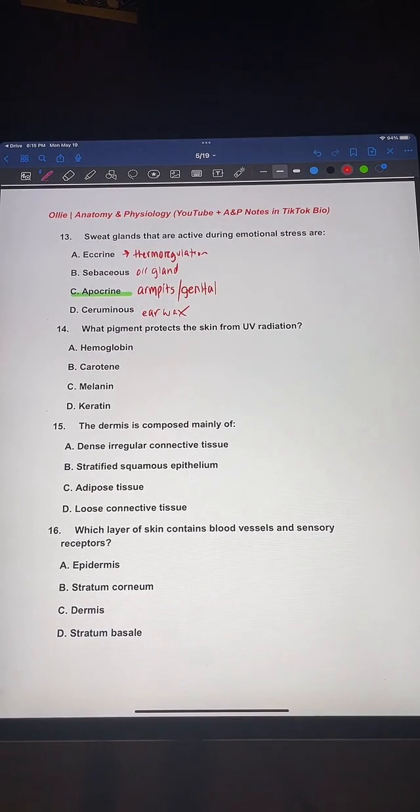Number 14, what pigment protects the skin from UV radiation?